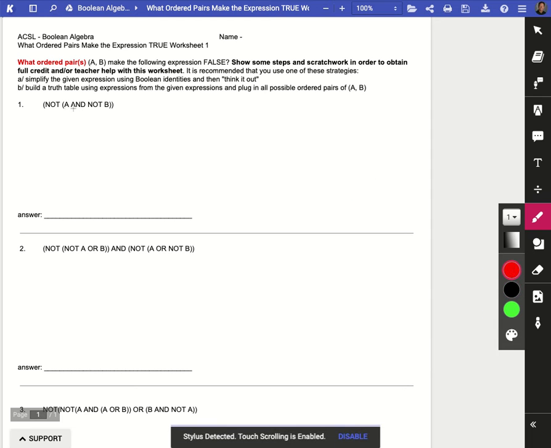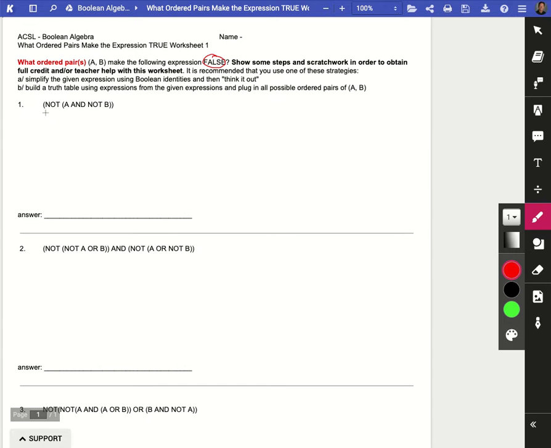Doing some exercises here. What ordered pairs make the expression true? Worksheet. And actually, the name of this worksheet should be true or false. Let's read the directions really closely here. The question is actually to figure out which ordered pairs for A and B make the following expressions false.